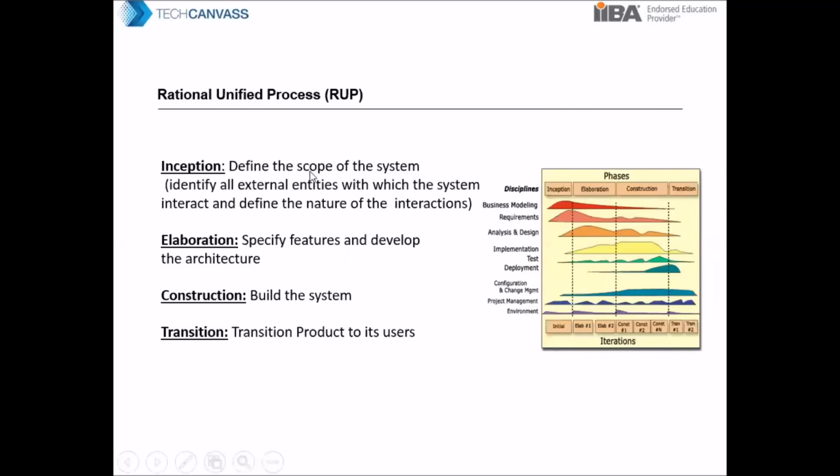As per RUP, there are 4 phases: inception, elaboration, construction, and transition. In the inception phase, you define the scope of the system. In the elaboration phase, you start developing the design and more analytical models of it. In the construction, you develop the system, that is, you write the code. And finally, you transition. That means you give it to the customer for validation.